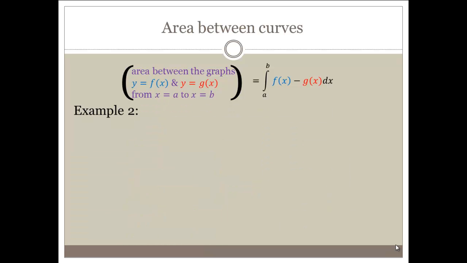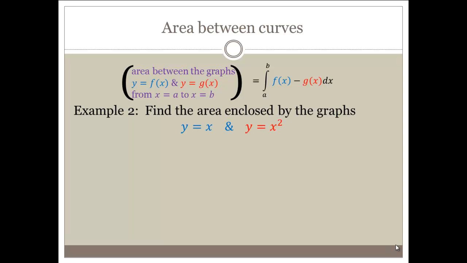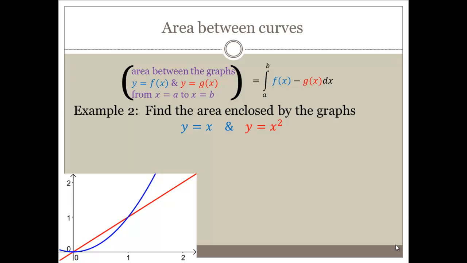In our second example, we want to find the area enclosed by the graphs y equals x and y equals x squared. Again, let's start by looking at the graph and shading in the region enclosed between them. This is the area that we want to find.